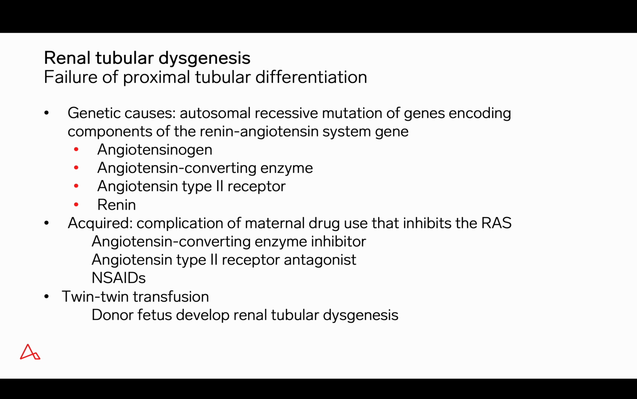Renal tubular dysgenesis, the causes can be genetic or acquired, but they all hover around the renin-angiotensin system. There are several genetic causes in which there are mutations of one of several proteins in the renin-angiotensin system. Conversely, acquired forms of renal tubular dysgenesis are due to inhibition of the renin-angiotensin system. And there are rare cases of twin-twin transfusions in which the donor fetus develops renal tubular dysgenesis.